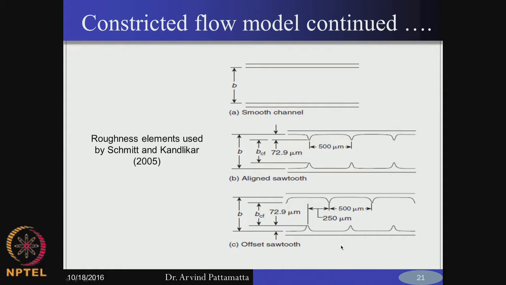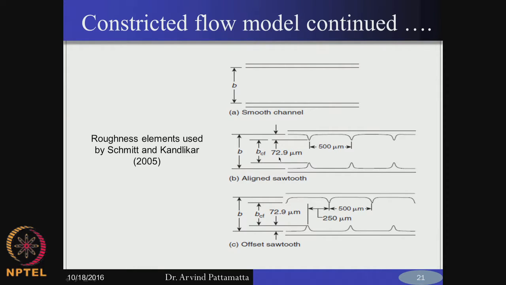So, you can have different kinds of these roughness elements, and the separation between them might also look different. For example, this is the smooth channel. Now, you can have roughness elements which are nicely and uniformly spaced on the top and bottom, and if you calculate, for example, the constricted flow width, it might come down. For example, the equivalent roughness is 72.9 micron, so accordingly your constricted flow width might come down.